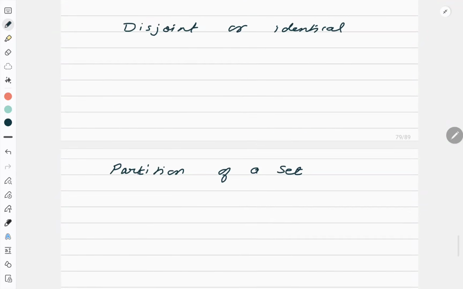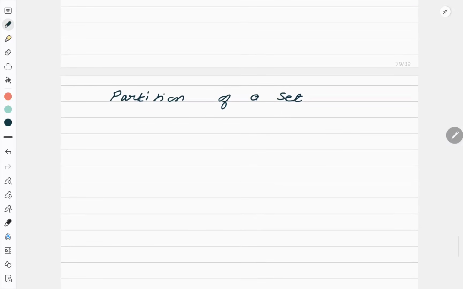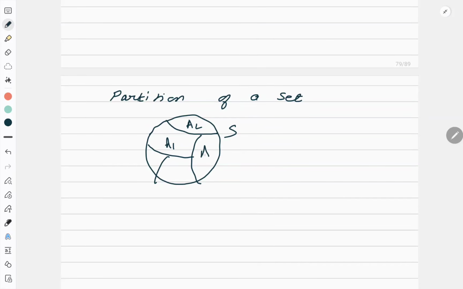Now what exactly is a partition of a set? As I defined the equivalence class, suppose there is a set S, and I am splitting it up like this. Suppose these are the subsets A1, A2, A3, A4 and A5.